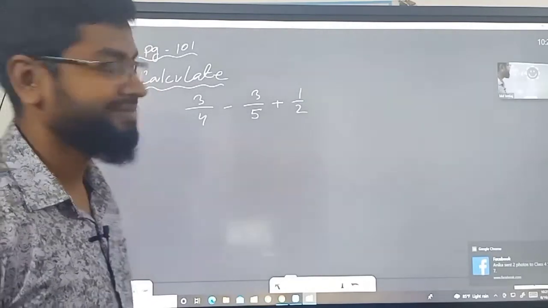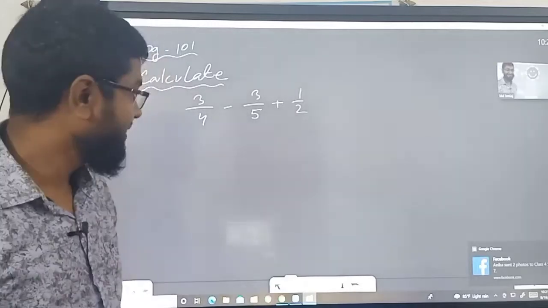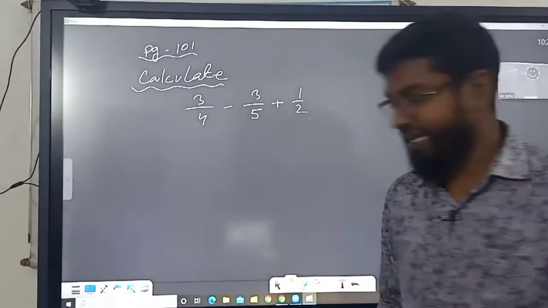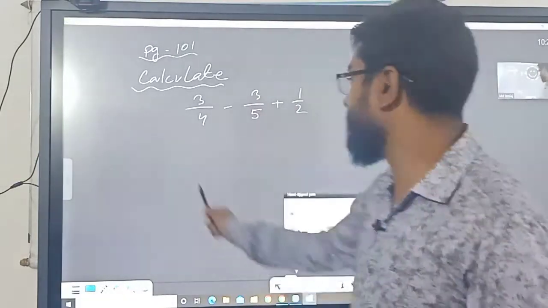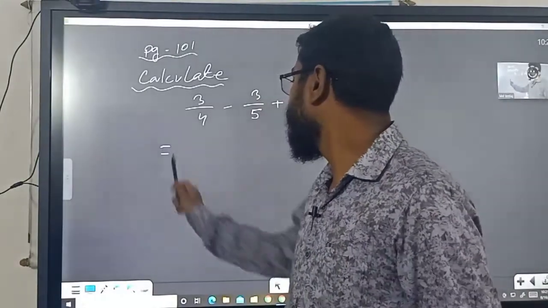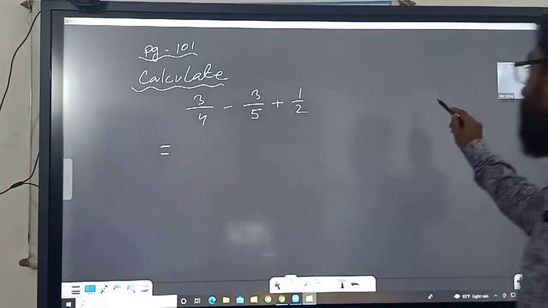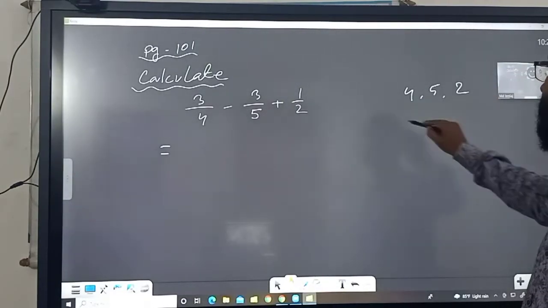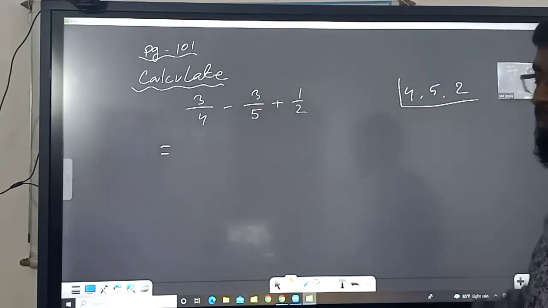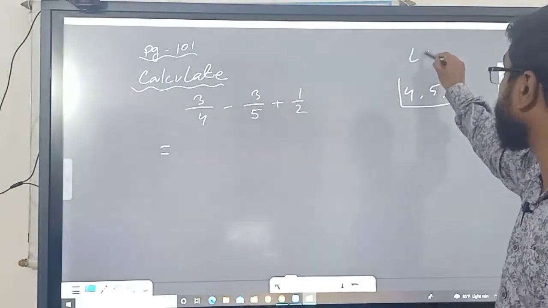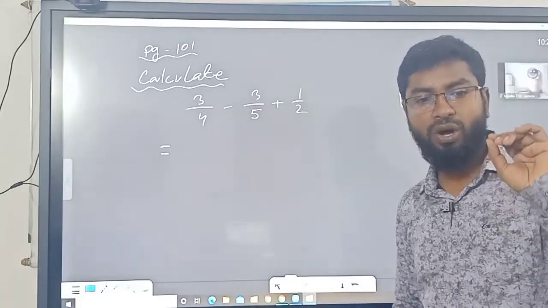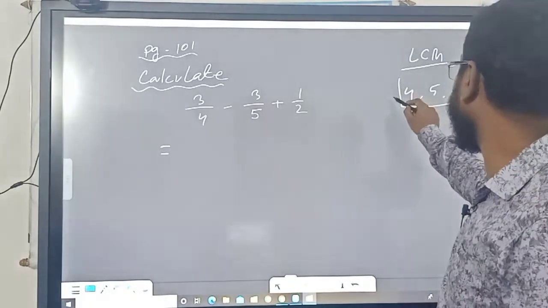Very good. I think you can solve it very quickly. Second line, what will I write in the second line? We have to find the LCM of 4, 5 and 2. By which prime number do we divide? For finding the LCM, you must think. By which number will we divide?